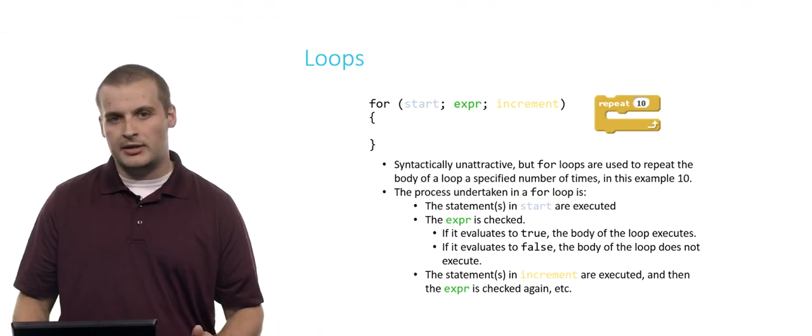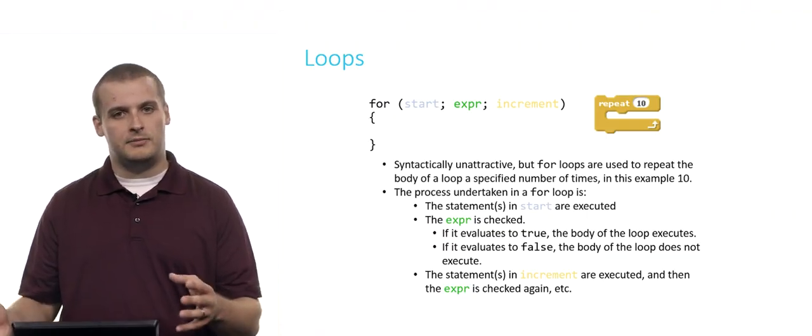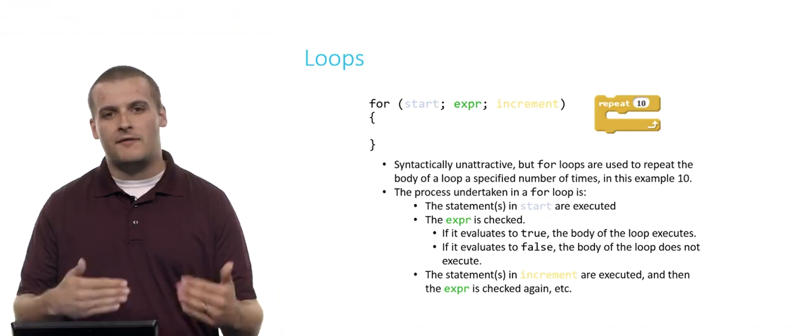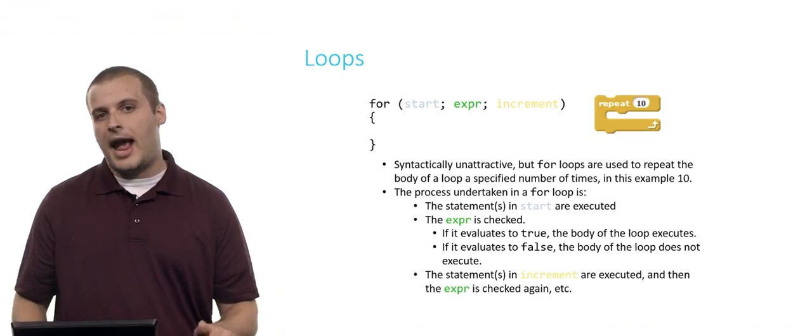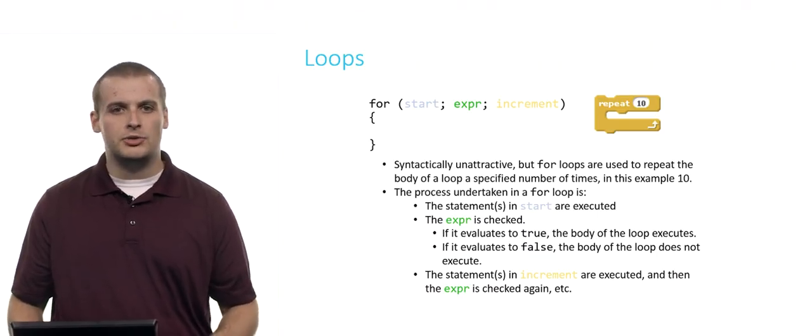After we've executed the body of the loop one time, we then do what is in the increment part there, which is usually going to be something like i++ that modifies a counter variable. Then, after we increment, we check the expression again, and we repeat those steps over and over until the expression is no longer true.